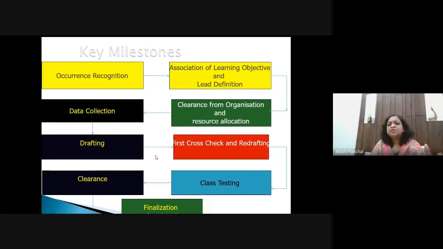This is the difference. So if you want to be a good case writer, what are the key milestones? First is occurrence recognition. You should identify what occurrence you are talking about. Associate a learning objective and define the lead. You need to define your lead. Then clearance from the organization and resource allocation, and then you can start data collection. Once you collect the data, you should draft, get it checked and redraft. You can have a class testing and then the clearance.